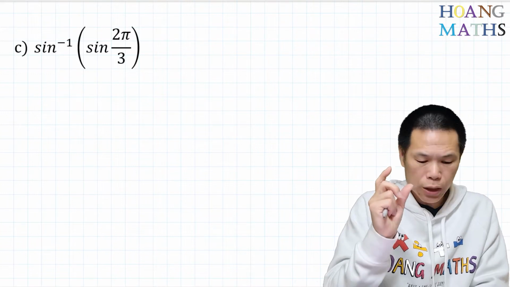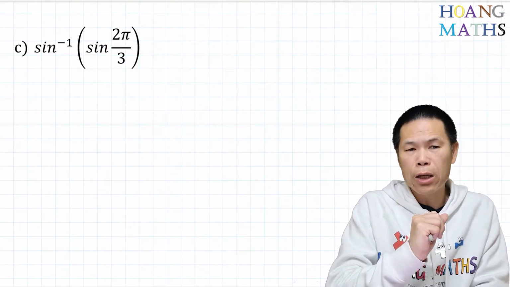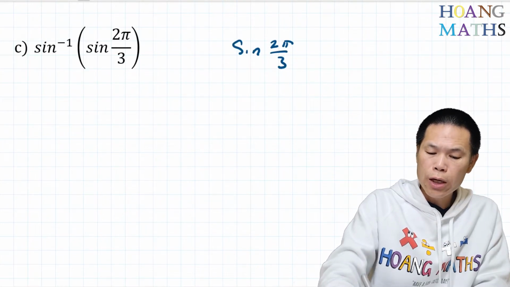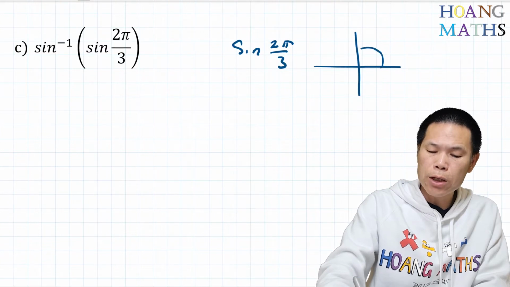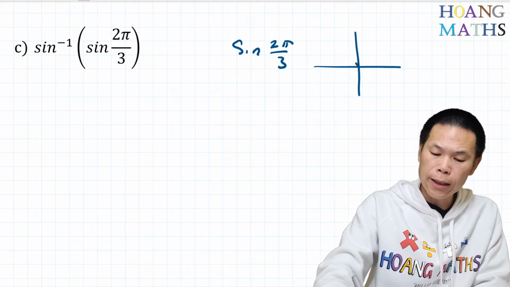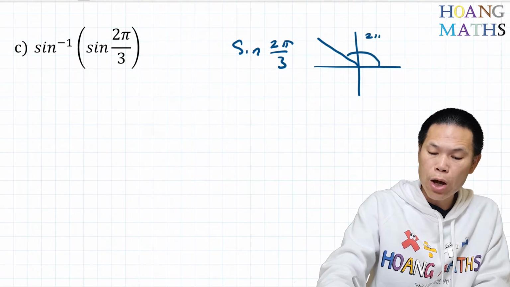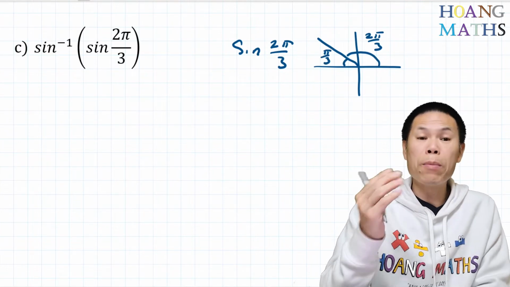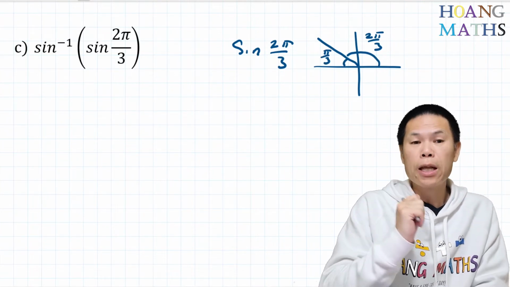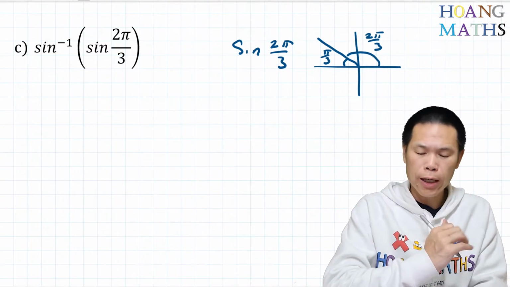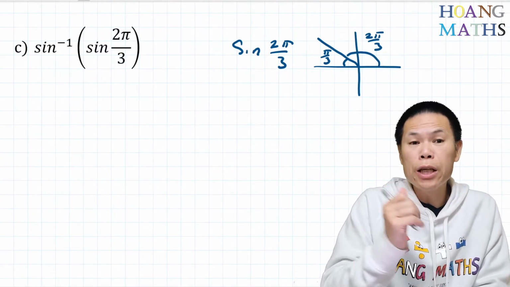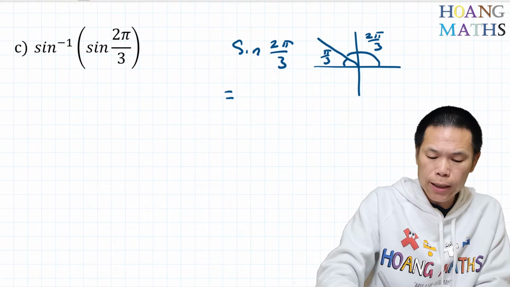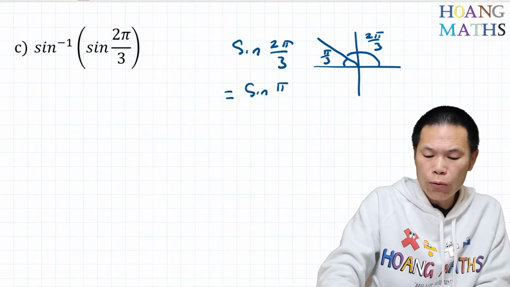So let me just convert sine of 2 pi over 3 into an acute angle first, okay? So 2 pi over 3: from here to here is 1 pi, so a bit less, okay? So this is from here to here is 2 pi over 3. The acute angle will be pi over 3 because 1 minus 2/3 is 1/3. So that's pi over 3, okay? In this quadrant here, sine is positive. So this means that sine of 2 pi over 3 is exactly the same as sine of pi over 3.